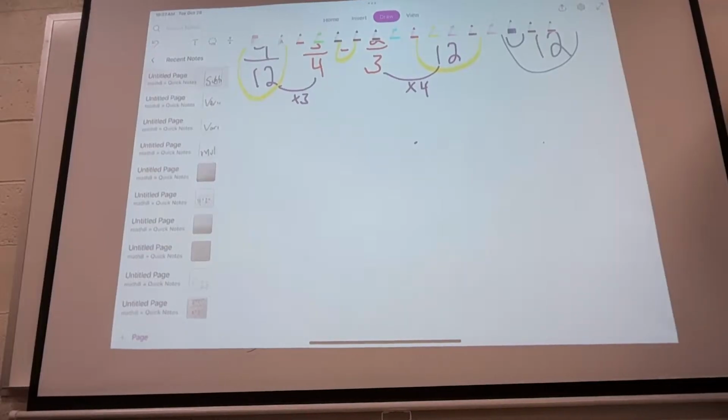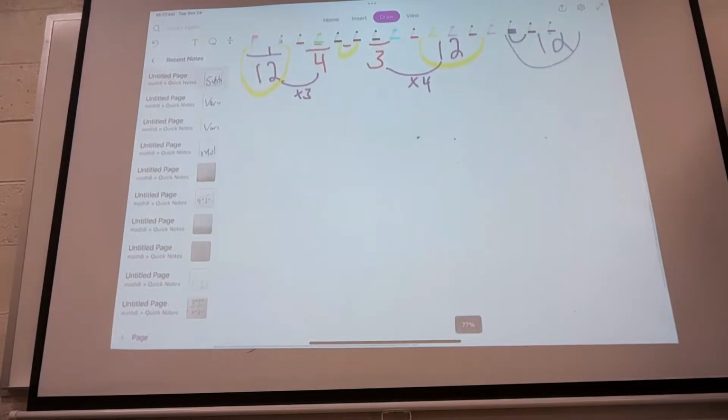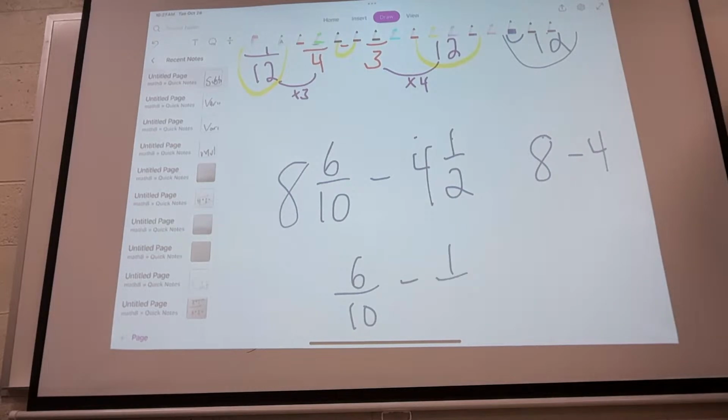All right, let's see what we got. Where are we at? Number 4, 8 and 6/10 minus 4 and 1/2. Okay. Take the 8 and the 4 out. And we just have 6/10 minus 1/2.